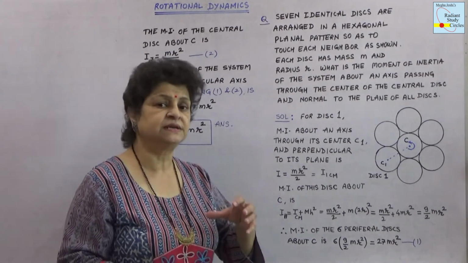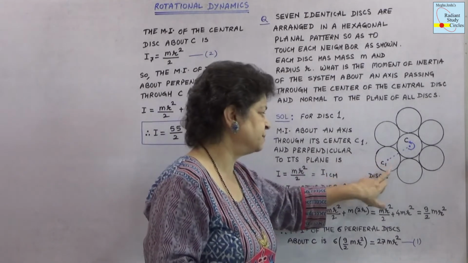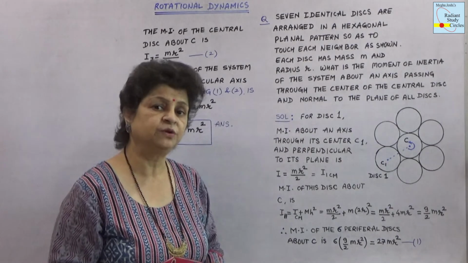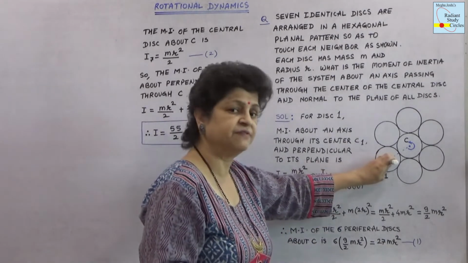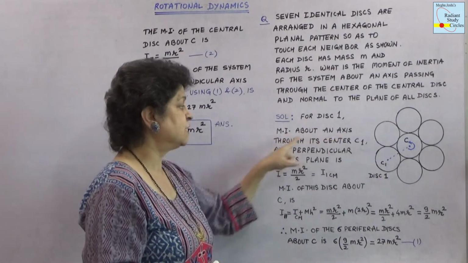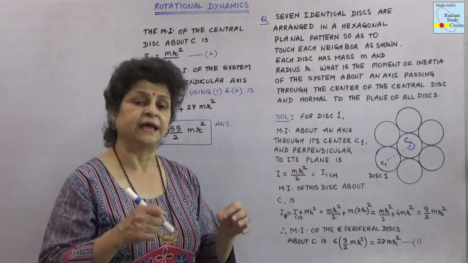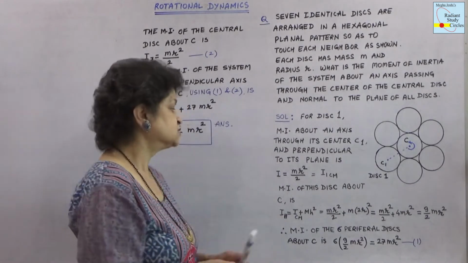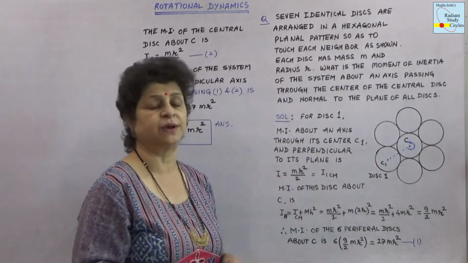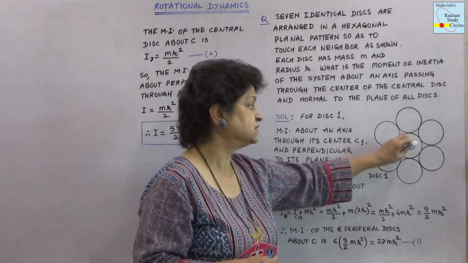For this question, let us see first each individual disk. Let me concentrate first on the disk number 1 with center C1. We will first find out the moment of inertia of this disk about C1 and perpendicular to the plane of the disk. What is the moment of inertia of an axis through its center C1 and perpendicular to its plane? It is mr square by 2. We all know that. So, for the first disk, this number 1, the moment of inertia about C1 is mr square by 2. And then what will be the moment of inertia of that disk about C?